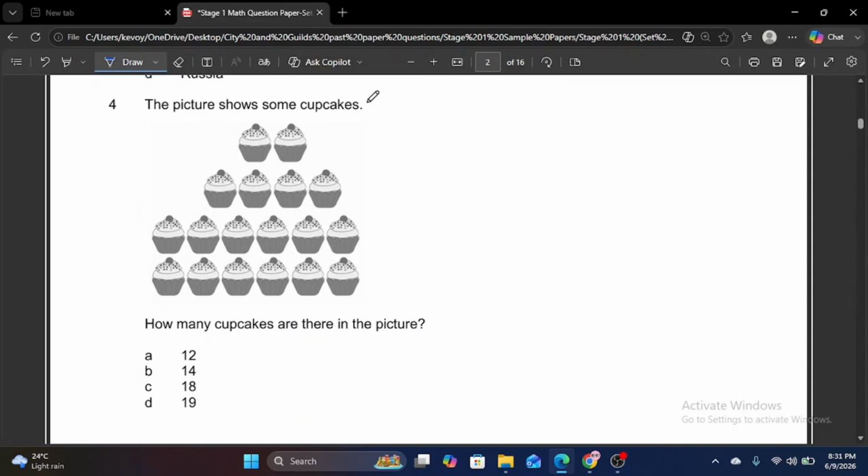Alright, going to question 4. The picture shows some cupcakes. How many cupcakes are there in the picture? So let's count. These 2 rows are identical. So 1, 2, 3, 4, 5, 6. So that's 12. 13, 14, 15, 16, 17, 18. So that is 18. That's C. Moving on.